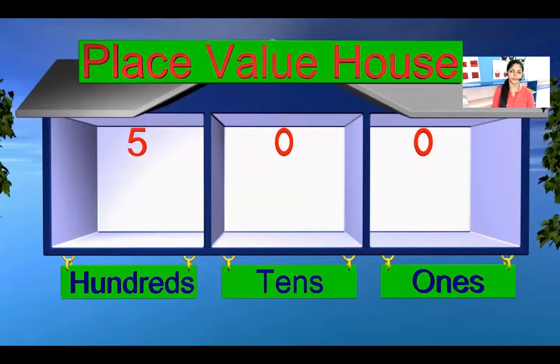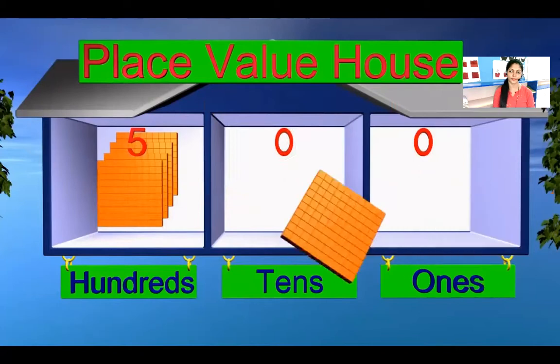With the 5 moving places, we now have 500. To show us this, let's get some hundreds blocks. To get 500, we need how many hundreds blocks? If you said 5, you are correct. We need 100, 200, 300, 400, 500.